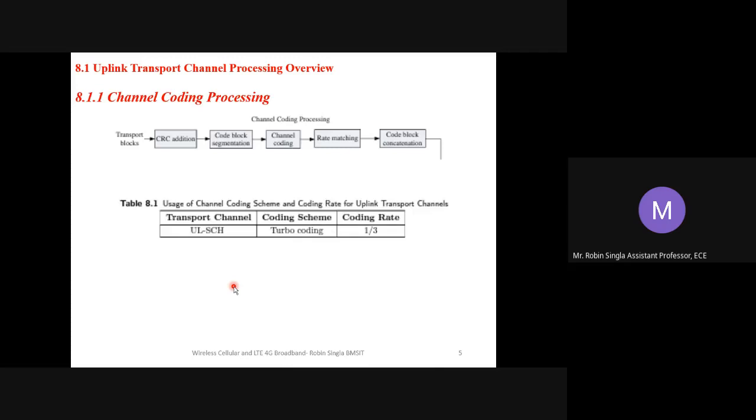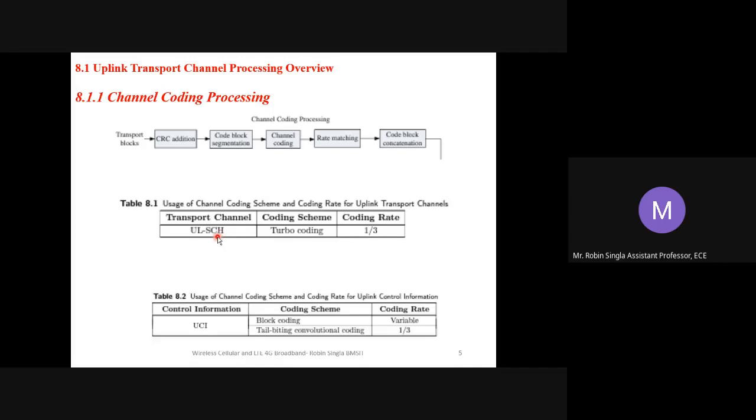And this table is for usage of channel coding scheme and coding rate for uplink transport channel. So they use turbo coding, and that is 1/3. Okay, transport channel, uplink shared channel.